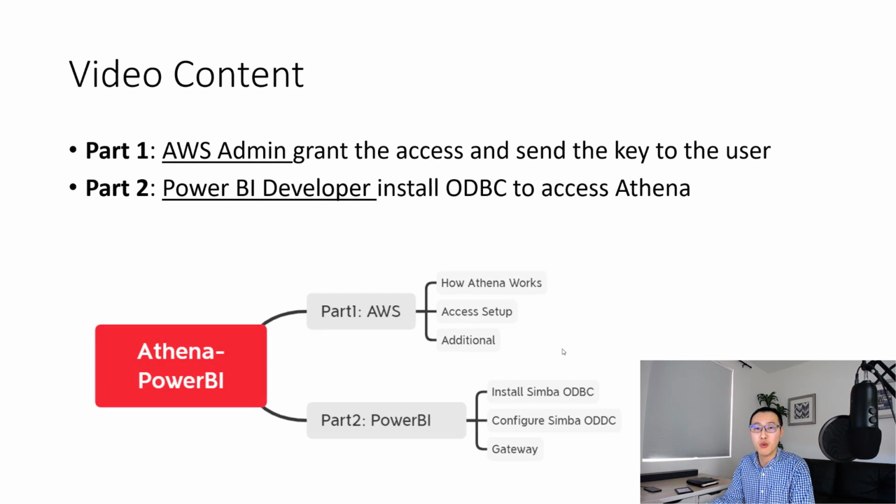So in this video, we'll have two parts. The first part is for the AWS admin to grant the access to your end users. And the second part of the video is for the Power BI developers or the business analysts to use the ODBC connector to access Athena. So you can tell today's video has two segregated skill sets, so I will put in a bookmark in the timeline. Feel free to use those features to jump to the parts that you need.